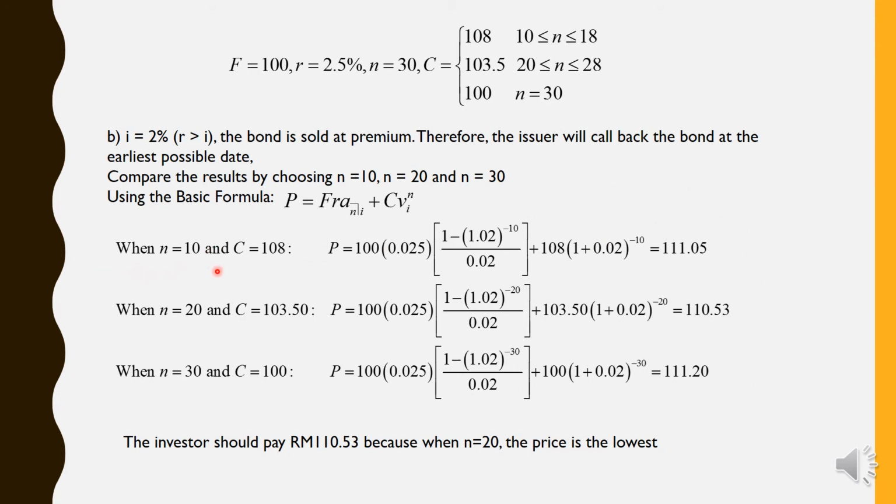By using the formula and substituting all the values, we get the price of the bond. When n equals 10, C equals 108, we get 111.05. n equals 20, C equals 103.5, we get 110.53. n equals 30, C equals 100, we get 112.20. So the investor should pay 110.53 because when n equals 20, the price is the lowest among these three.